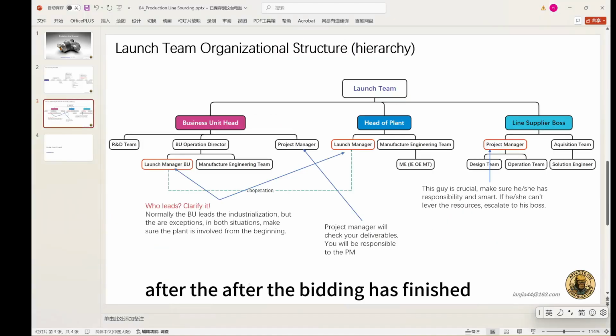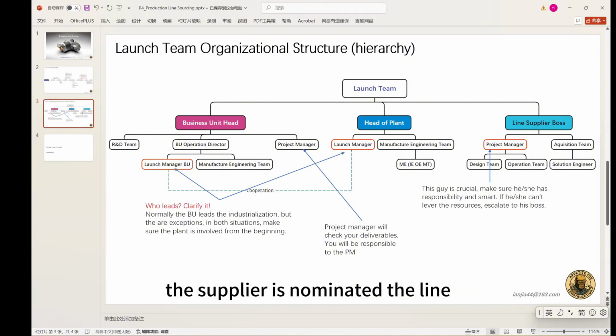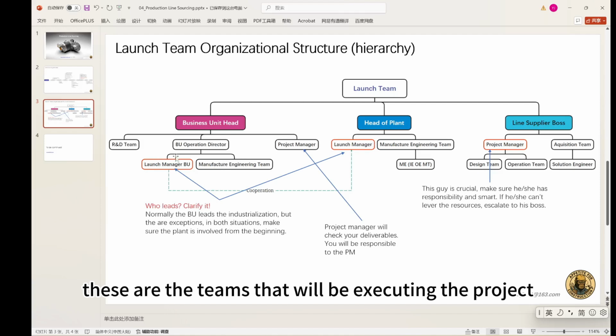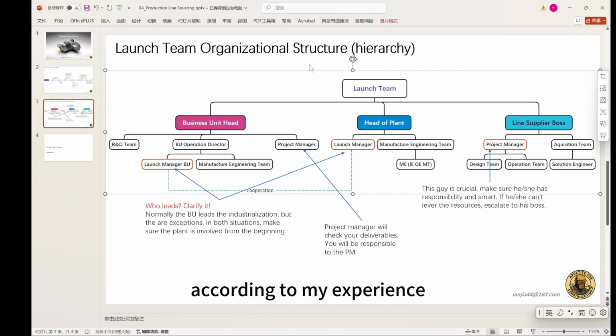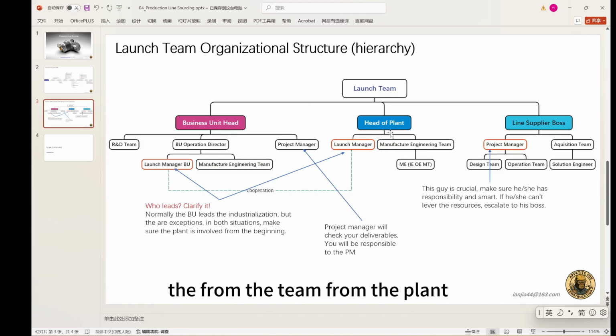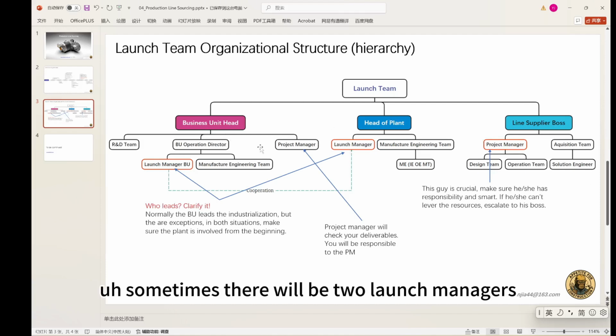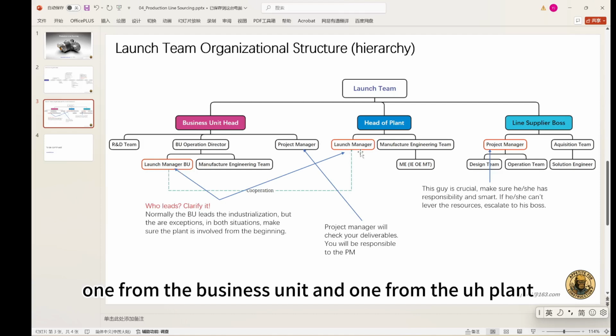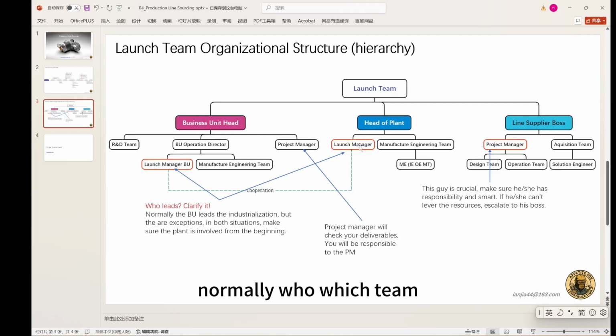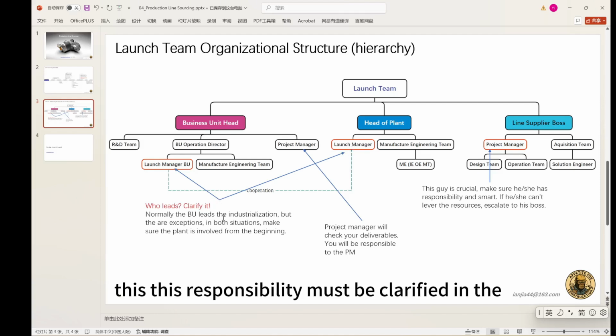Okay, and the last session will be the nomination. After the bidding has finished, the supplier is nominated. The line will be kicked off, and the project will be kicked off. These are the teams that will be executing the project. According to my experience, there will be a team from the business unit, a team from the plant, and a team from the line supplier. Sometimes there will be two launch managers, one from the business unit and one from the plant. You need to know which team writes the SOR, which team drives the project, and which launch manager is responsible for the project. He will be responsible for everything, so this responsibility must be clarified from the beginning.